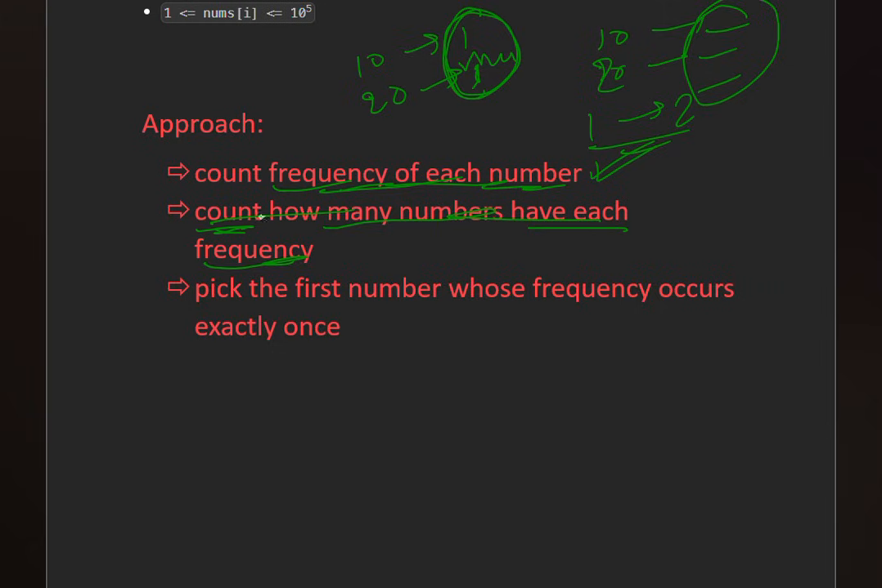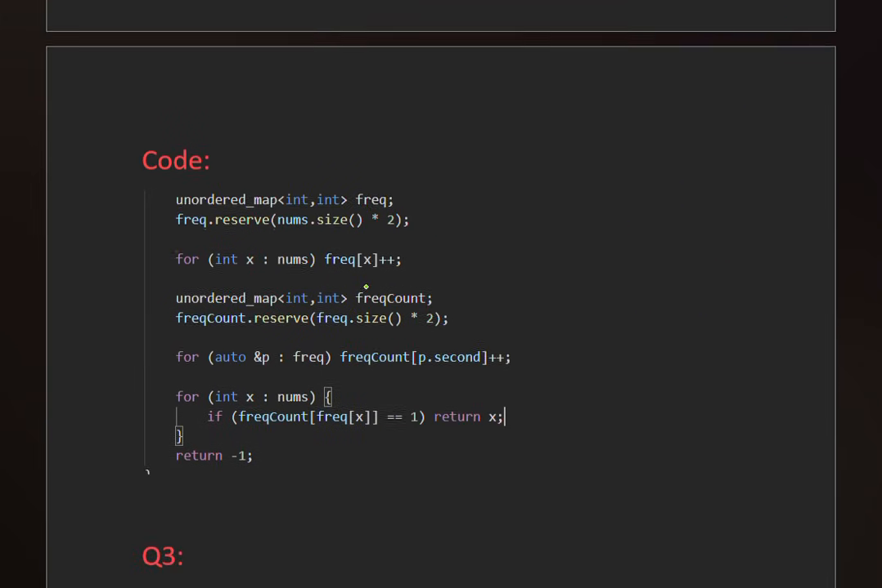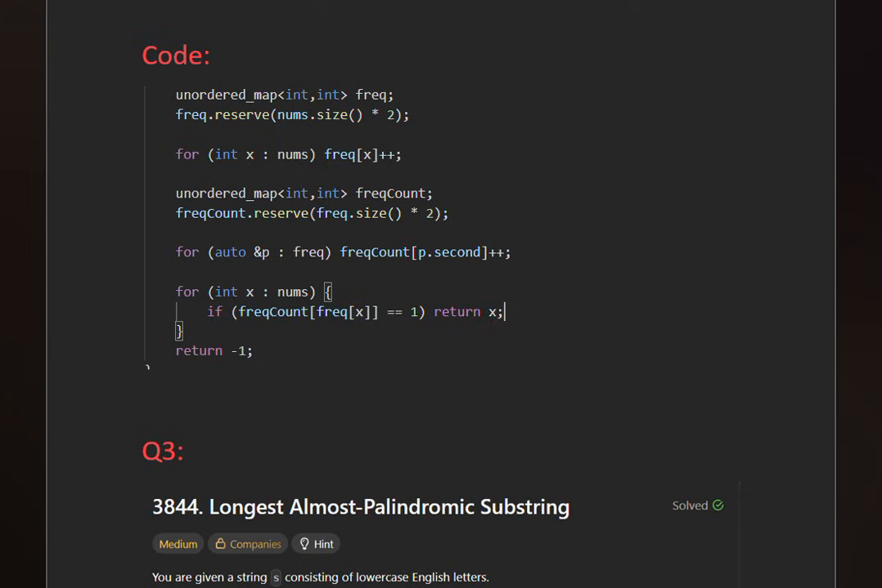After that, we count how many numbers have that particular frequency, right? And what we want are those frequencies whose count is 1. Then we pick the first number whose frequency occurs exactly once. So let's see the code.